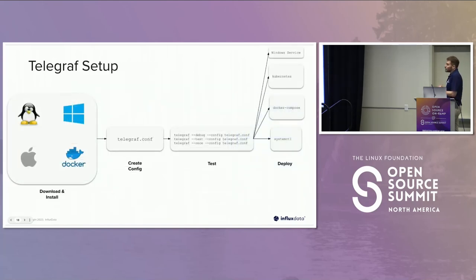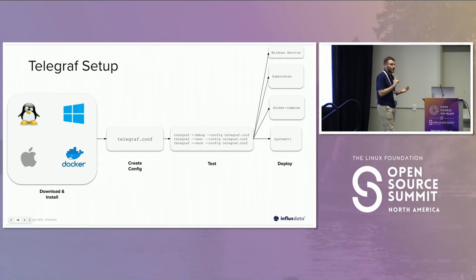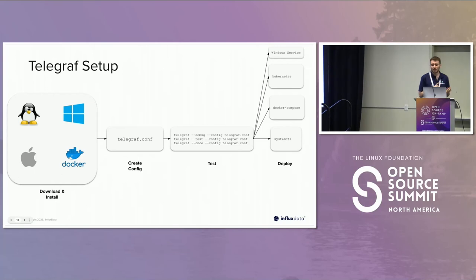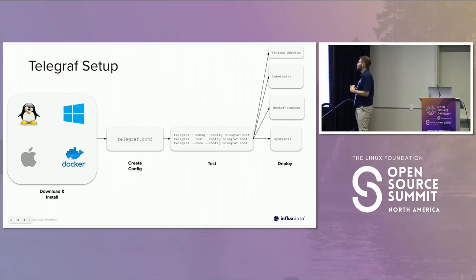So, Telegraf setup. Telegraf is meant to be highly versatile in how you set it up. We have flavors in most Linux binaries, so Ubuntu, SUSE, Red Hat. Most binaries are all covered for Linux. We also have Windows, Mac OS, Docker. We have Helm charts available. And essentially all you need to do is create a Telegraf config, which I'll show you in a moment. That's just a TOML-based config.